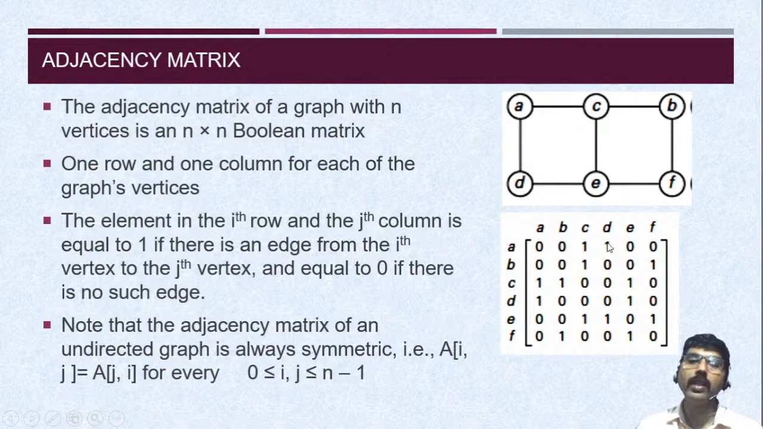Here, one row and one column is given to one vertex. For example, see here, this column and this row is given to A. In a similar way, this row and this column is given to B. If there is an edge between the ith element and the jth element, we consider this one as the i, and this one is considered as the j.